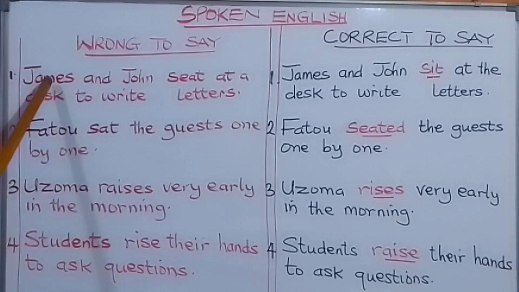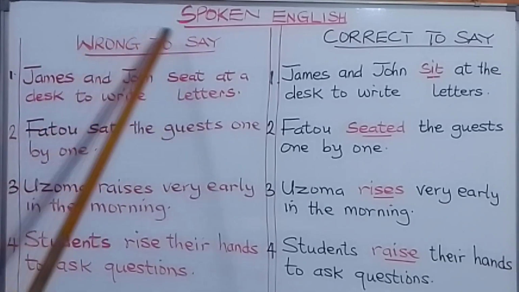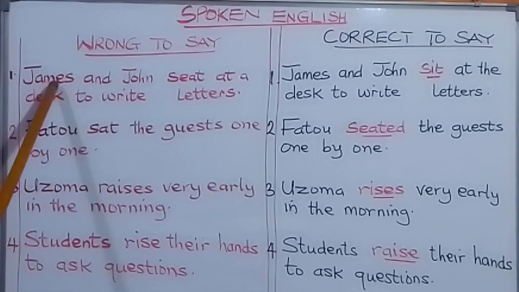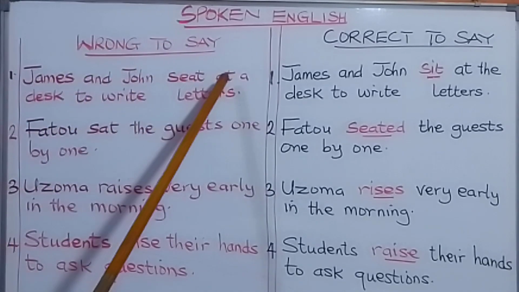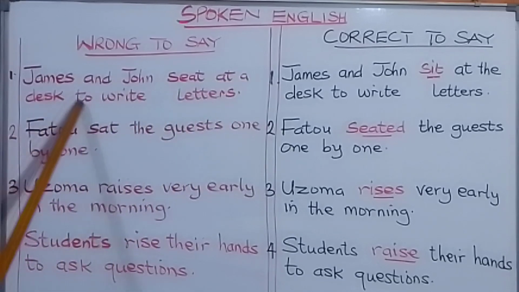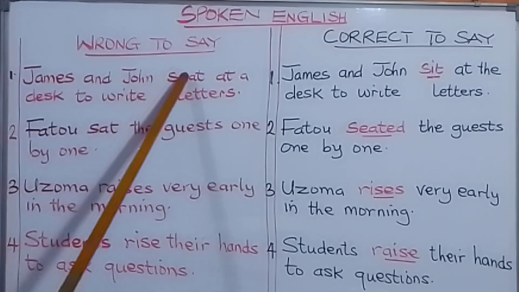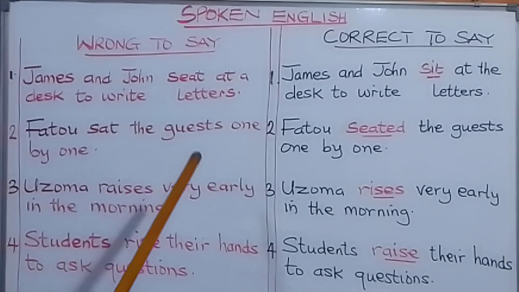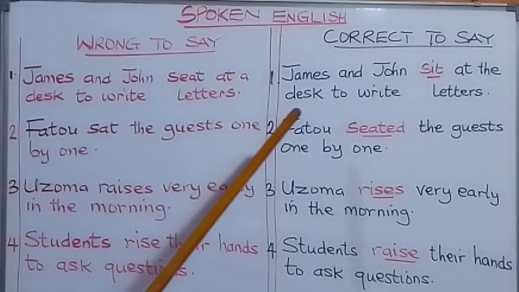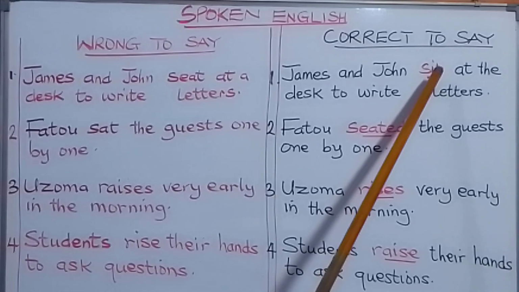Number one, James and John. Wrong to say: James and John seat at a desk to write letters. James and John seat at a table to write letters. Wrong to say, don't say that. The correct way to say that is James and John sit, SIT.